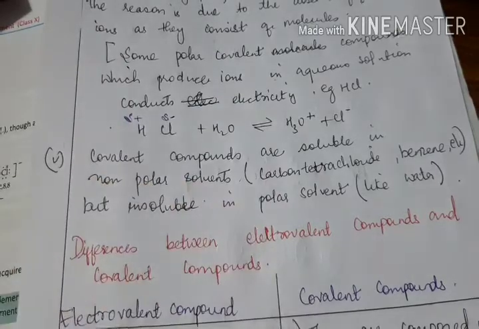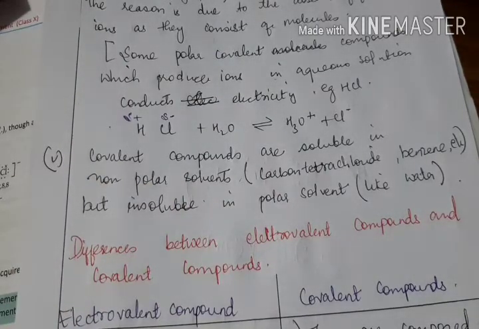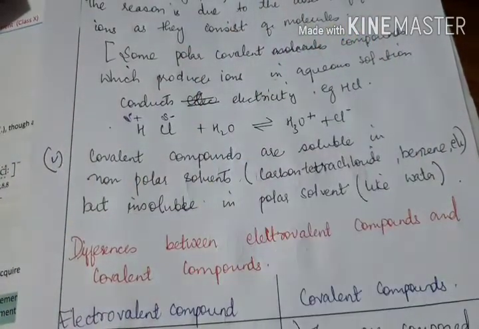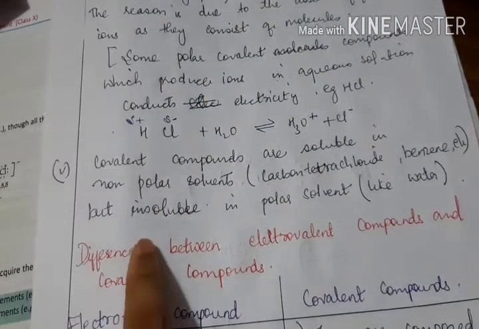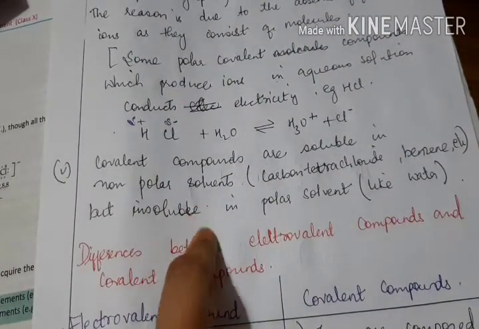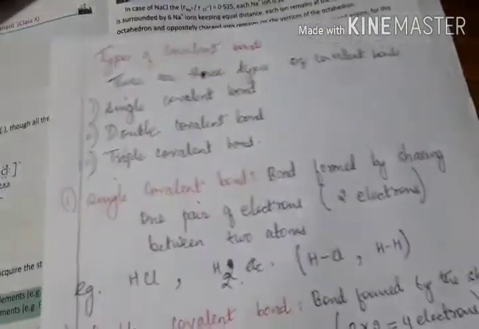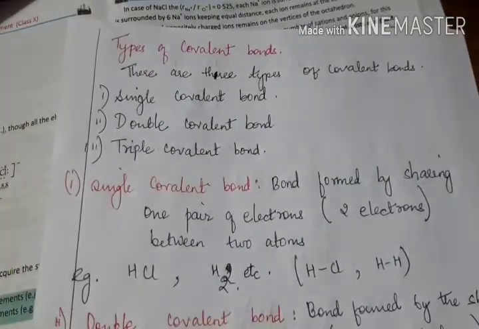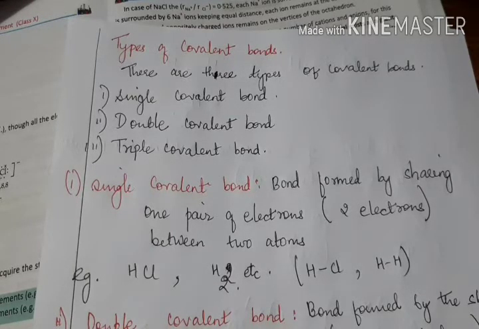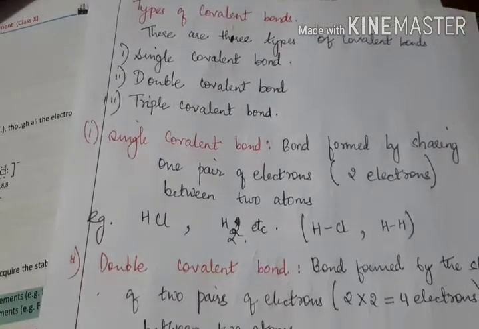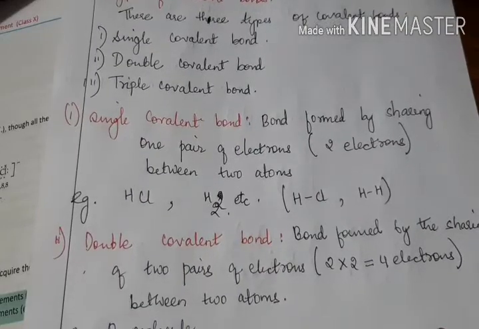Okay, I already told you earlier, like dissolves like. Similar kinds of compounds dissolve in similar solvents. Then after that, let's see the types of covalent bonds. There are three types of covalent bonds. The first one is single covalent bond. The second one is double covalent bond. And the third one is triple covalent bond. Now let's see what these are.